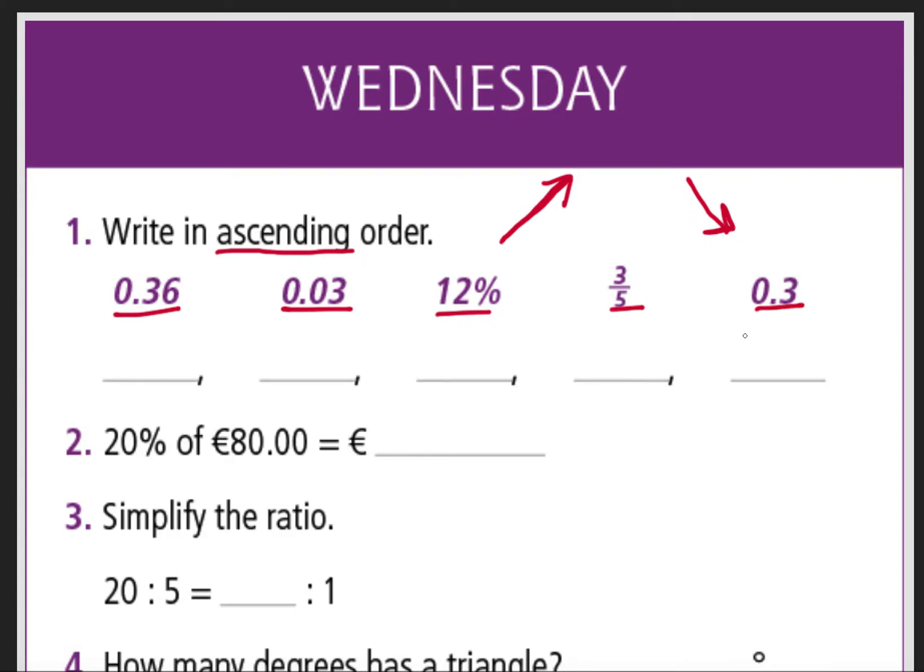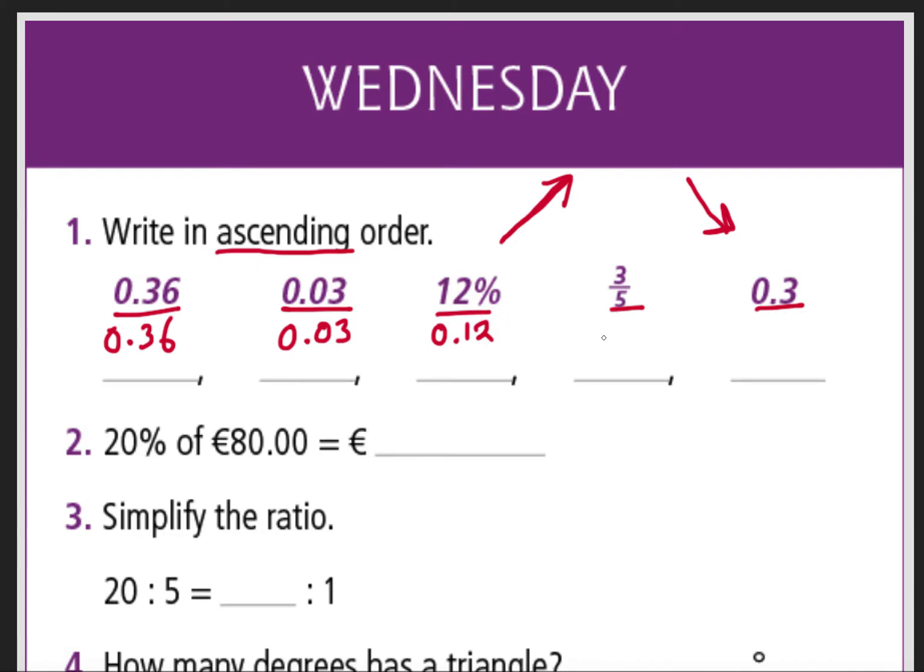And that's no good to us. We need to have them all the same so that we can compare them and see which is bigger and which is smaller. So what I'm going to do is write them all as a decimal. So this one will stay as 0.36. This one will stay as 0.03. Now, 12% as a decimal, that is 0.12.